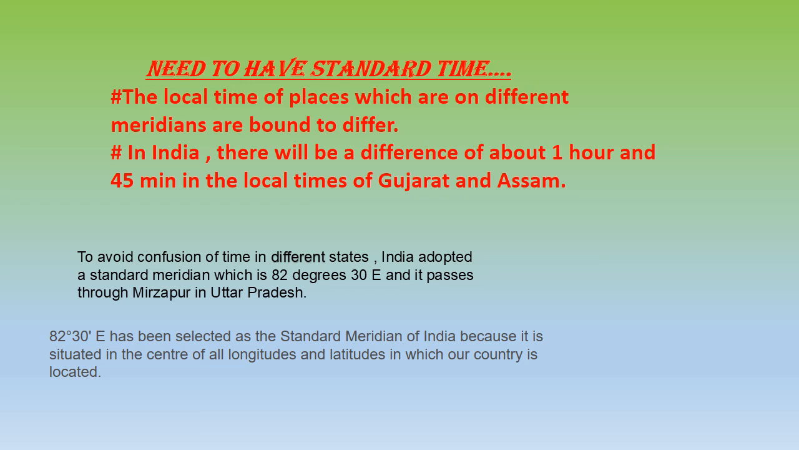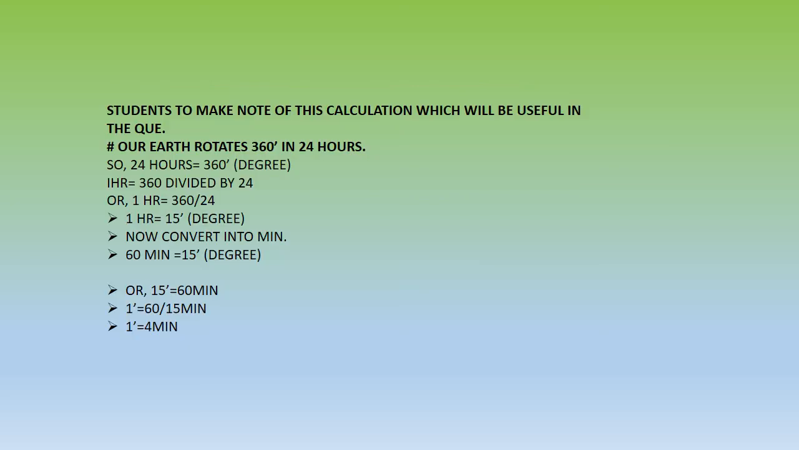Now this meridian, 82 degree and 30 minute east, is the standard meridian of India. And why have we accepted this? Because it is situated at the center of all the latitudes and longitudes in our country India. This could be a GK question also: from where does your IST pass in India? It passes through Mirzapur in Uttar Pradesh. And why have we taken it? Because it is situated at the center of all the latitudes and longitudes in our country.